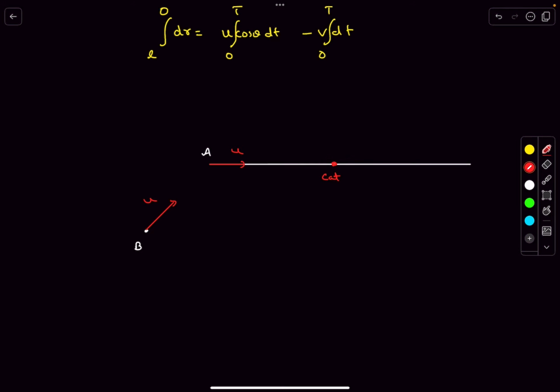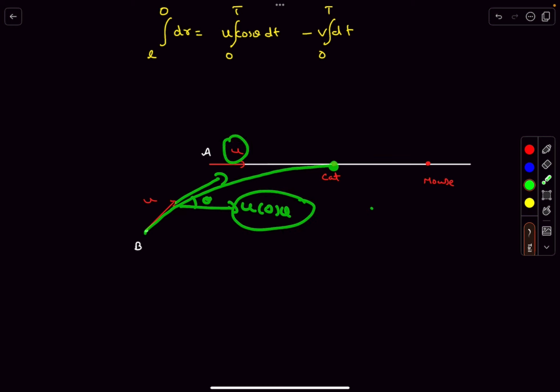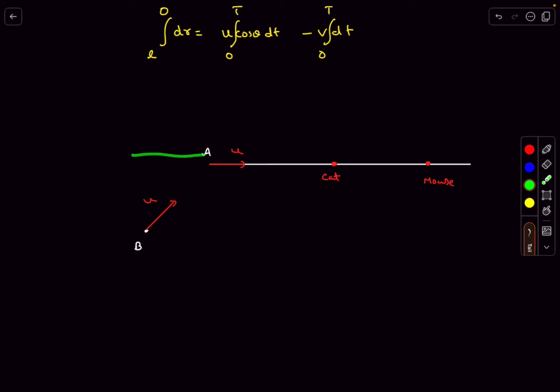The claim I'm making is that the mouse will be in front of the cat. The reason for that is pretty obvious, guys, because throughout the motion of the cat, the horizontal speed is going to be u cos theta, right? Where theta is the angle that we discussed earlier. Now u cos theta is clearly less than u, which basically means throughout the motion, the speed of the mouse was greater in the x direction, which means it will cover a greater distance, right? And on top of that, it already had a lead over the cat, right?